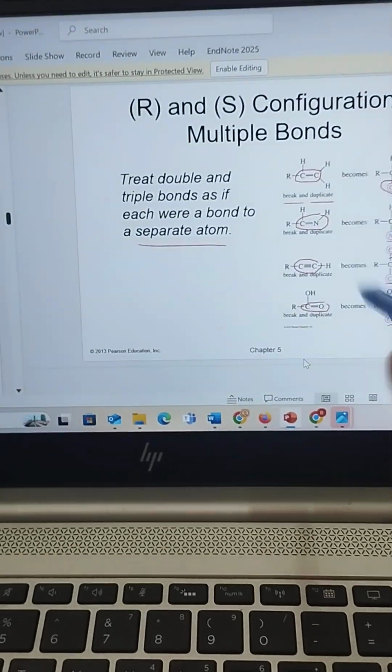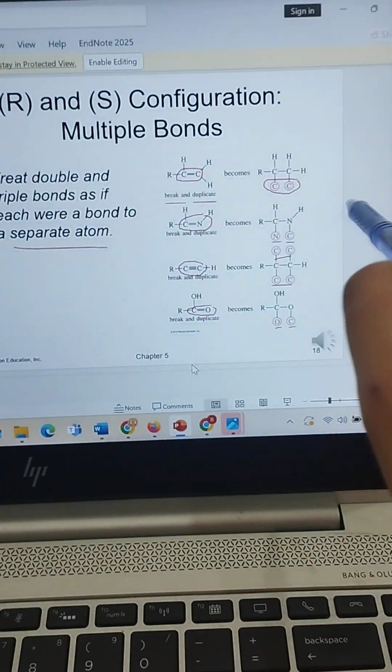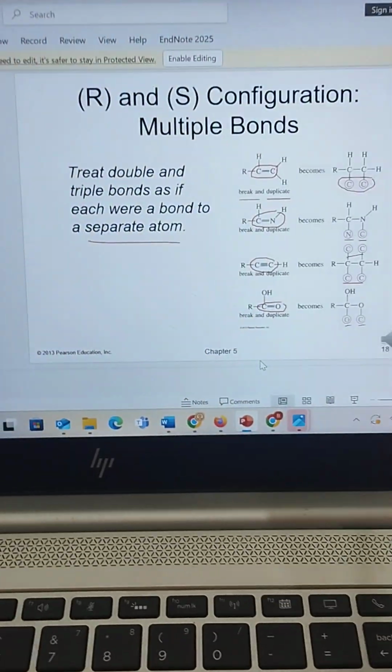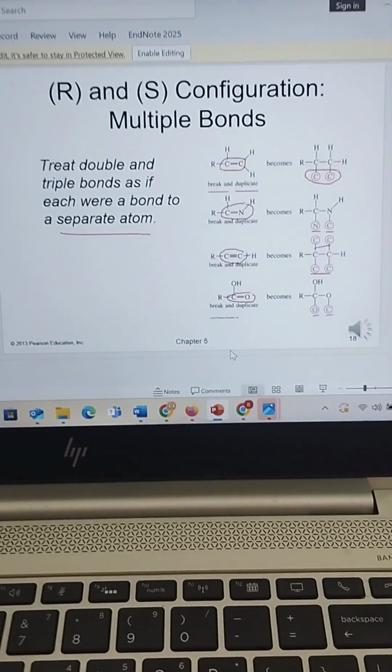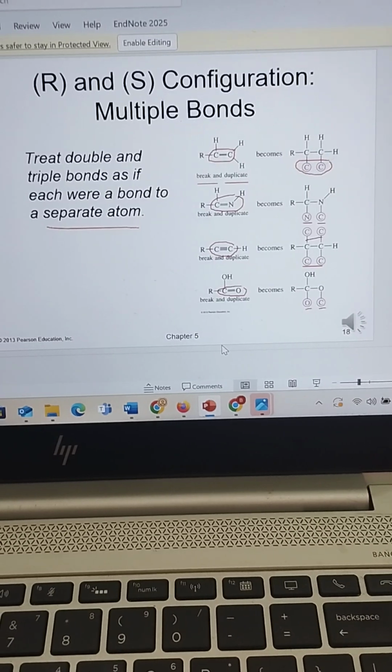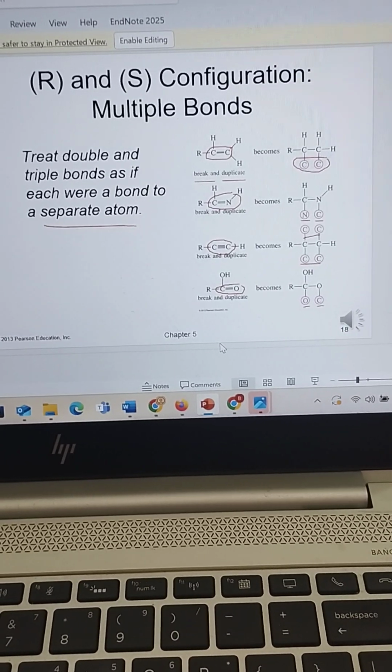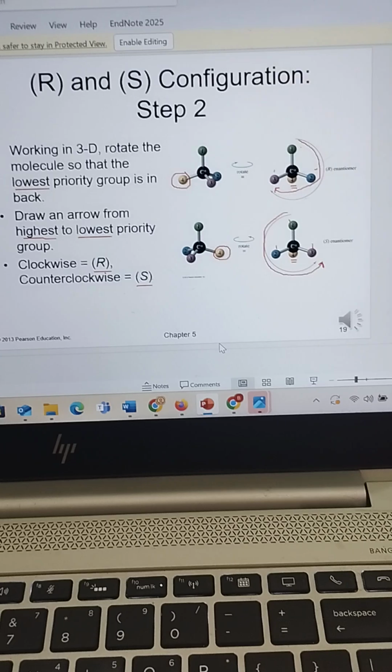So we will break the molecule like this, and then we will calculate the atomic mass, figure out the atomic number of the atom, and then we will assign the priority group.